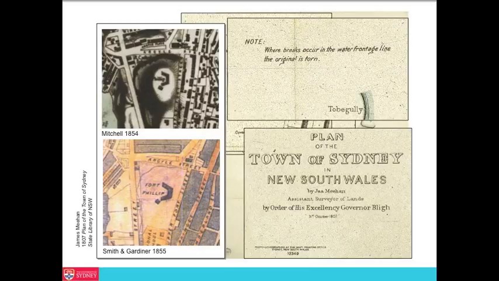And the answer is in a little note. Where breaks occur in the water frontage line, the original is torn. Aha! So if you look at the fine print, we're not dealing with James Meehan's plan of 1807, but we're dealing with a photolithographed version from the government printing office in the late 19th century. The original of this map has been lost. All we have is the lithographed later copy. So there are all kinds of issues then about how you interpret the later copy.